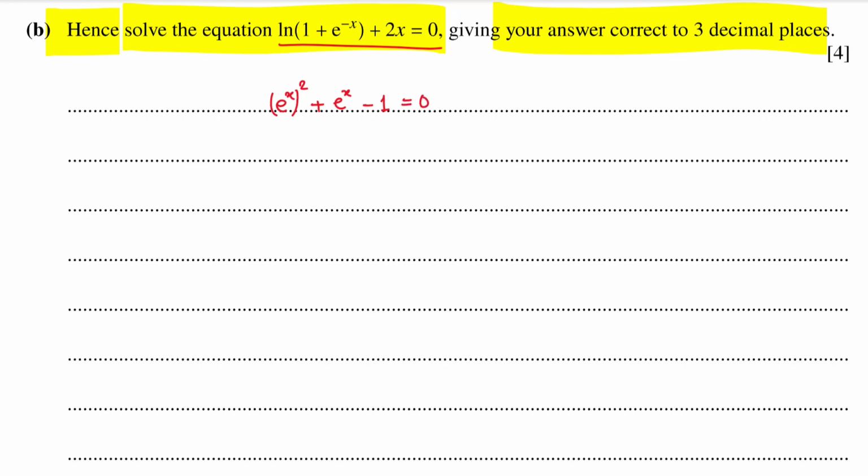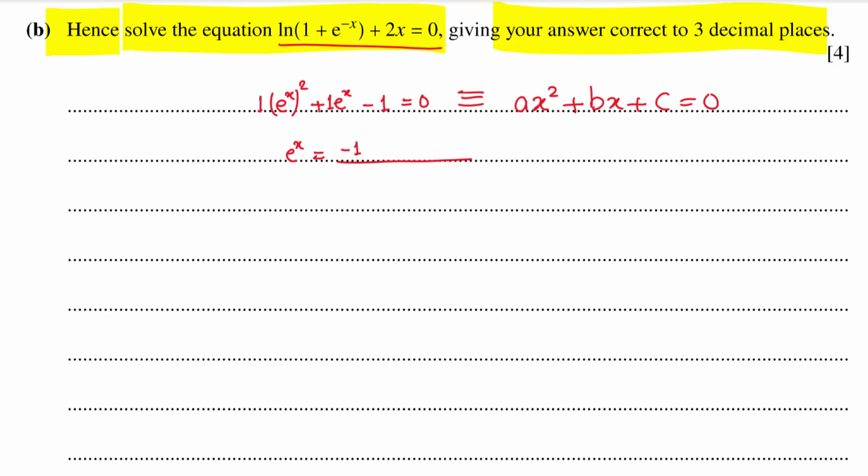Since we need to solve, we are going to find the value or values of x. First of all, since it is quadratic in e to the power x, we are going to solve by the quadratic formula. So e to the power x equals, by the quadratic formula, minus b, so minus 1. Here we can see a is 1, if we compare the whole thing with the quadratic equation ax square plus bx plus c equals 0, so that we can use the formula.